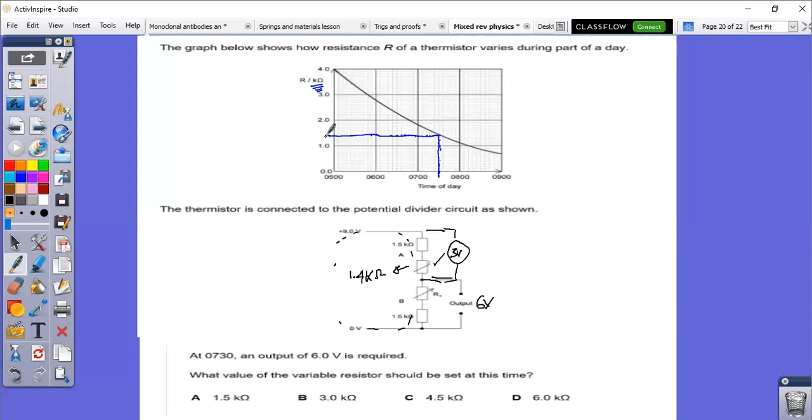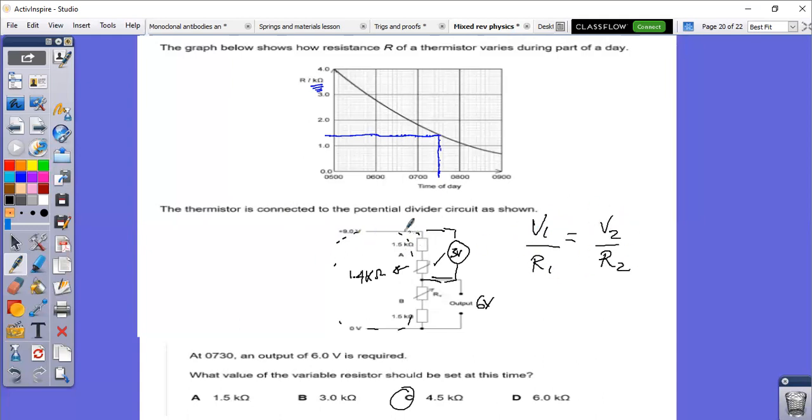Got 1.5 again. Which one did you go for? I thought the one which was like RT or whatever next to it was the thermistor. And then I just got 1.5 again. Oh, you got them mixed around. Okay, very good. It's 4.5. You could have used V1 over R1 equals V2 over R2, because I always said when you have a potential divider, these equations should ring to mind.